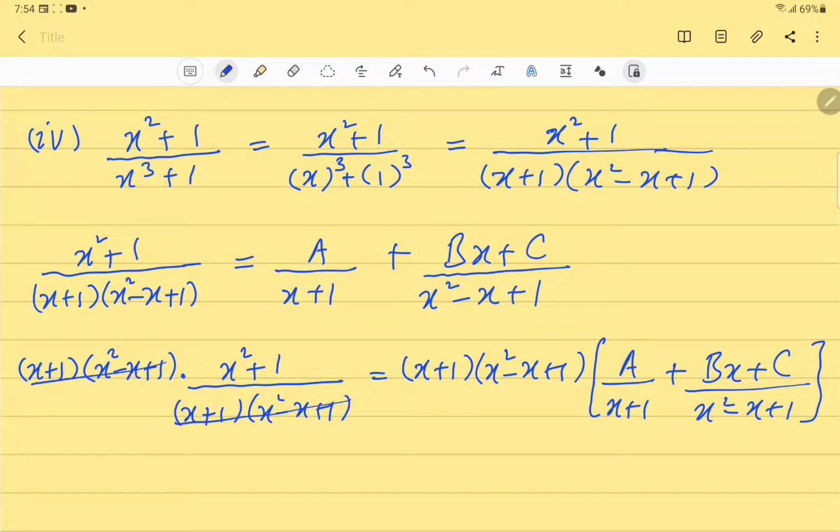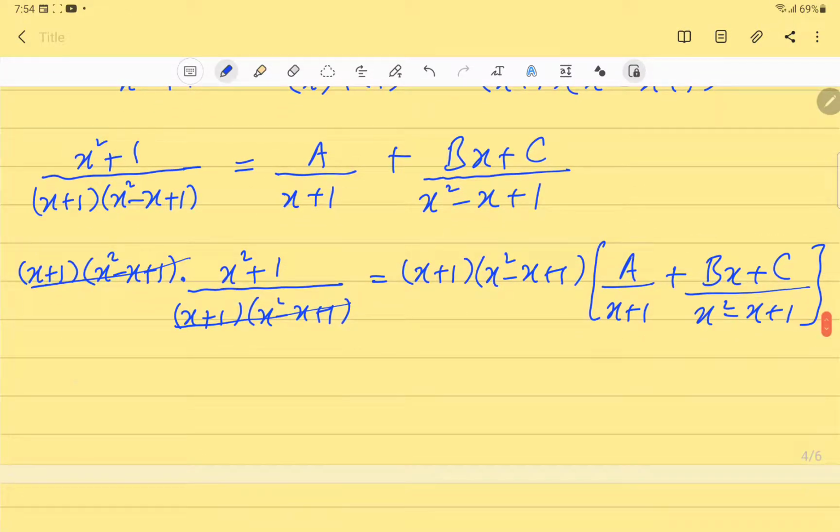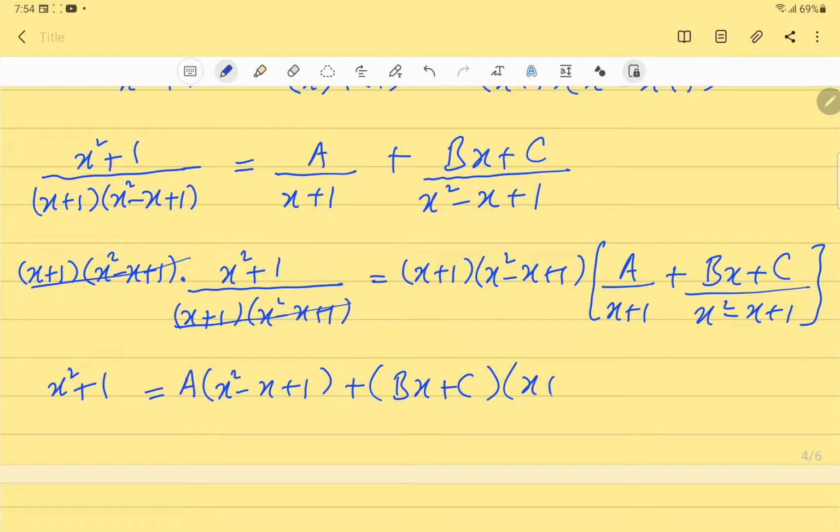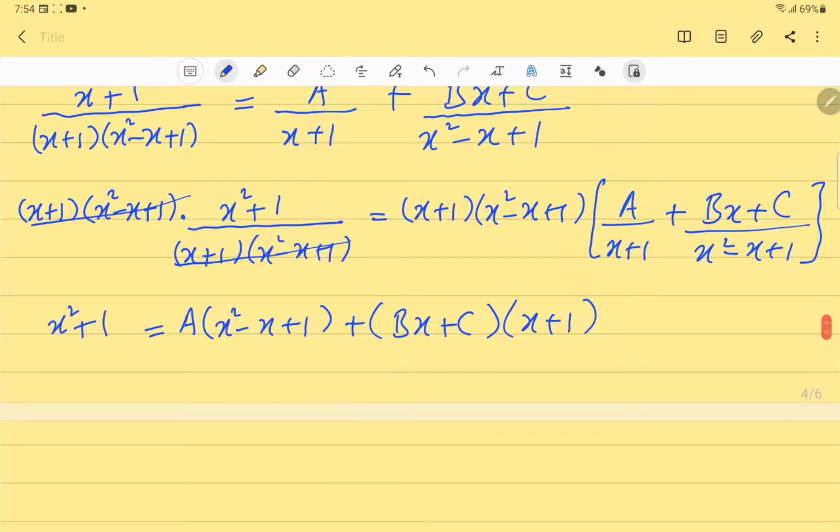This cancels with this, and we are left with x squared plus 1 is equal to, we will multiply x plus 1 into x squared minus x plus 1 with both the terms that are there inside the bracket, and we will be getting A into x squared minus x plus 1 plus bx plus c into x plus 1. We call this equation number 1.